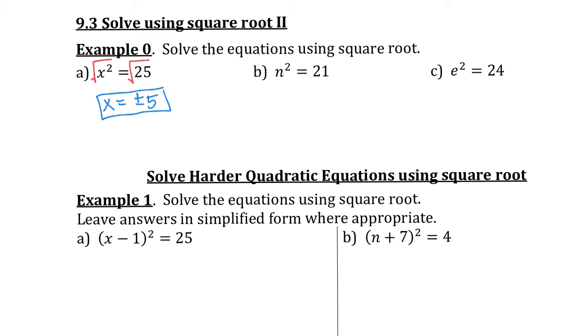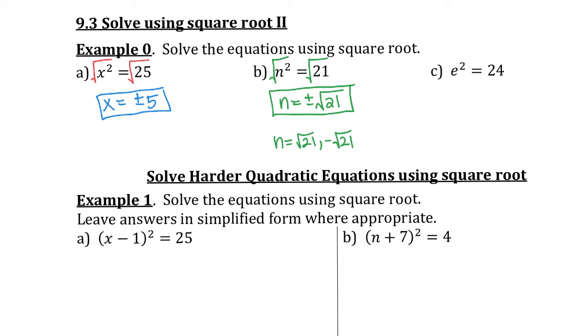B says n to the second equals 21, so the n squared is already isolated for me, so I could square root both sides. N equals, I'm going to get a positive and negative answer. Now the square root of 21 is irrational. Can I simplify it? Well, I could do 3 times 7, but square root of 3 and square root of 7 are also irrational. So I'm going to leave it as positive and negative square root of 21. And you could list that out as well as positive square root 21, negative square root 21. Just make sure the negative is in front of the radical.